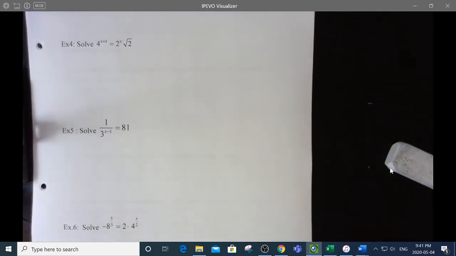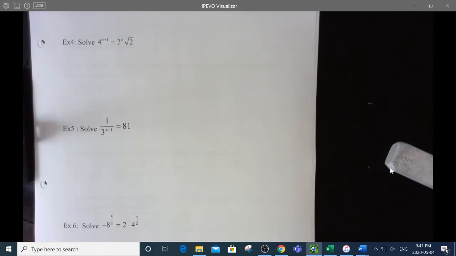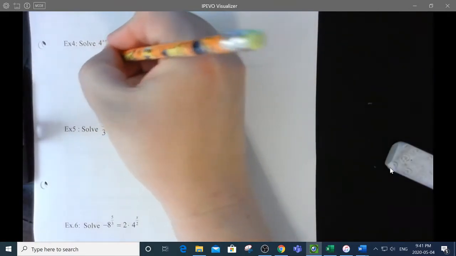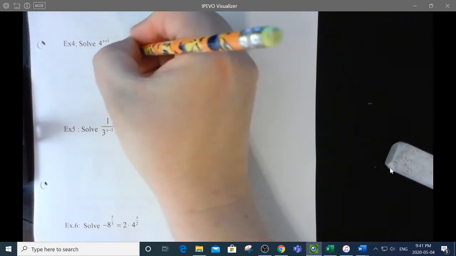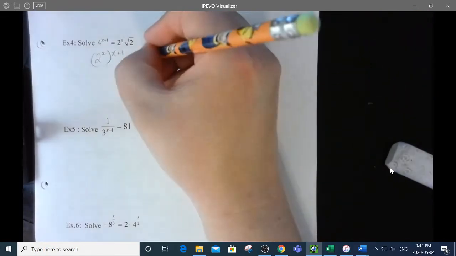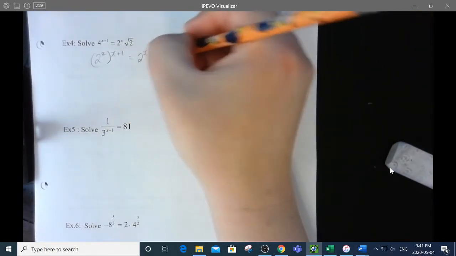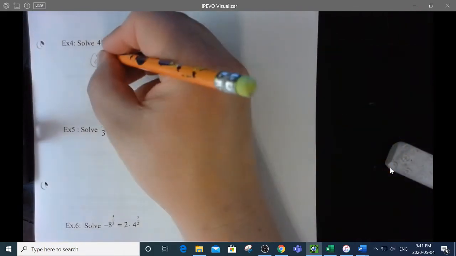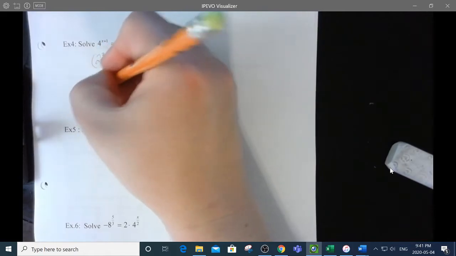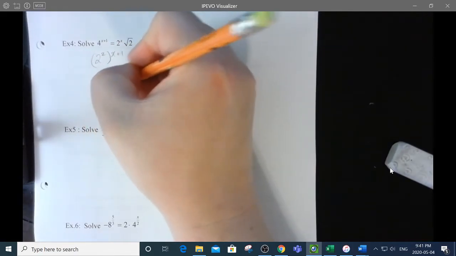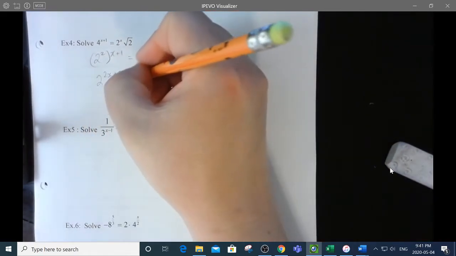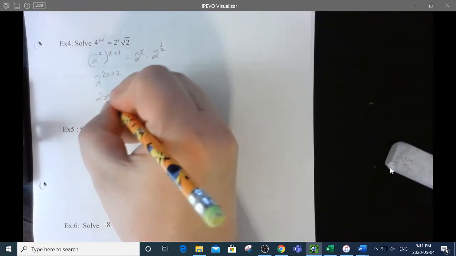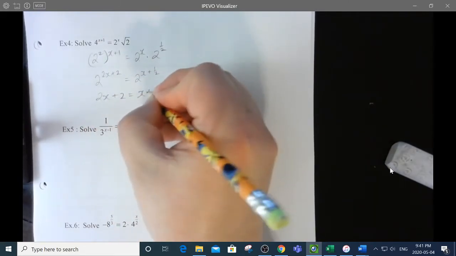More fun. Let's get some radicals involved. All right, what do we do with that? Well, I'm seeing 2's. That is 2 squared. And this guy is 2 to the x times 2 to the 1/2. So 2 times x plus 1 is 2x plus 2. And x plus a half looks like that. So I can now say that 2x plus 2 is equal to x plus a half.